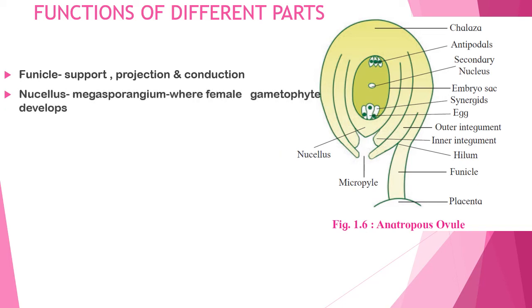Second one is the nucellus. It is the sporangium. From that only the megaspore mother cell forms, and from that the female gametophyte development takes place.